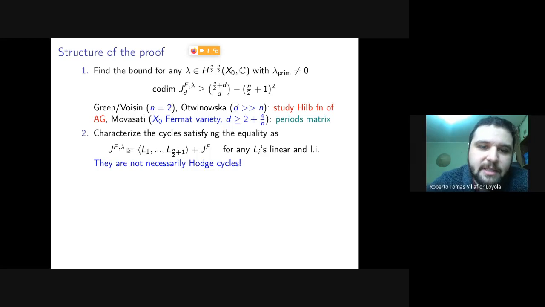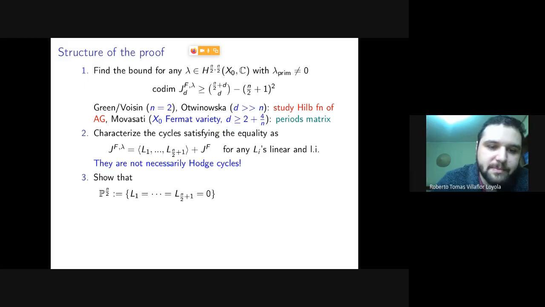So a priori, these linear equations are not determining a Hodge cycle, right? As you see, we started from a cycle which is not necessarily Hodge, and if it satisfies the equality, we cannot claim that it's Hodge up to this point, right? We can choose any linear equations which are linearly independent, produce this ideal, and this ideal will represent some class here, okay? And we'll also have exactly this codimension. So up to now we haven't used at all the Hodge condition.